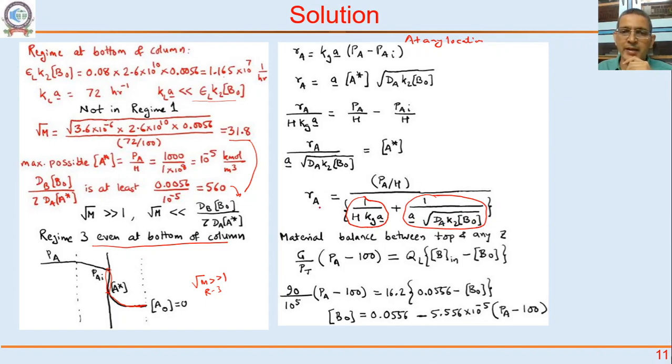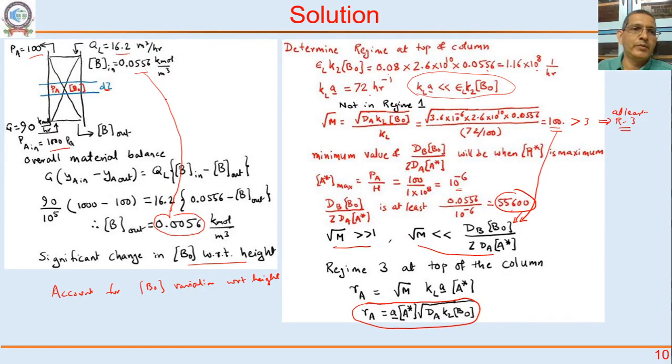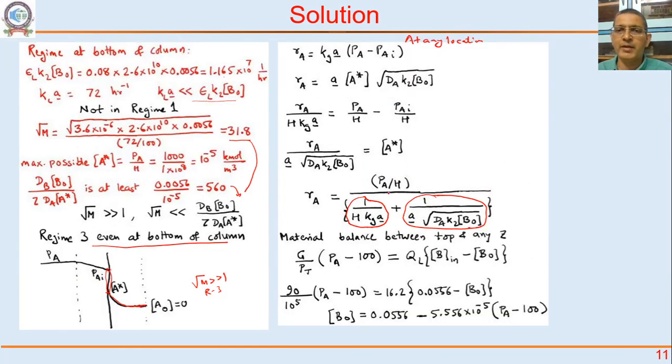So RA at any location depends on B naught. How do you get B naught? Now you take material balance across the top of the column, across this red control volume, or you can take it across the blue control volume. Either way you can get. You will be able to relate B naught to PA. Why? Because this we want in terms of PA.